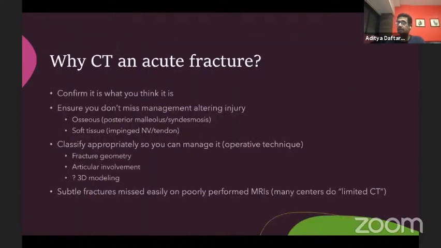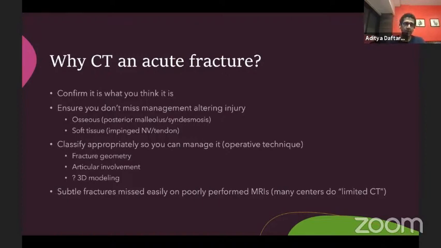So why CT in acute fracture? You want to confirm it is what you think it is. You're not 100% sure where it falls, and you want to confirm that. You want to ensure that you don't miss a management-altering injury. So if there's a subtle fracture somewhere that indicates a different kind of injury, or you want to size up a fragment that you could potentially fix, then that's particularly important. You want to classify the fracture or the injury appropriately so that you can manage it by operative technique appropriately.